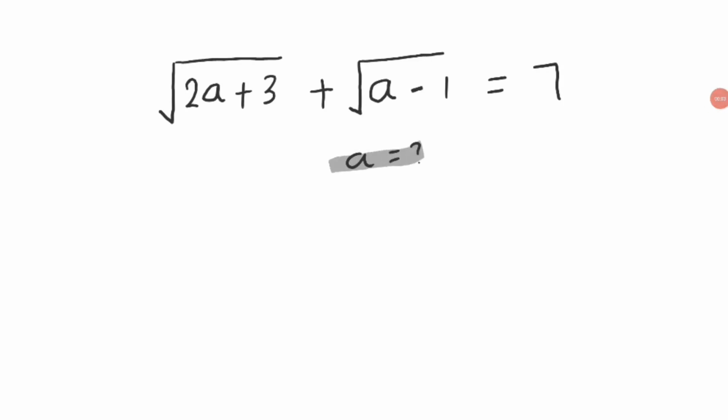How to solve for a from this given radical equation: square root of 2a plus 3 plus square root of a minus 1 is equal to 7.